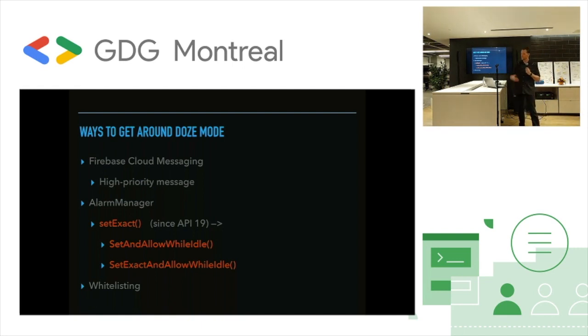So Google will allow a high priority message to awaken the app. If it's a normal priority message or low priority, they will just queue it up like most other things, and it'll wait for the maintenance window.